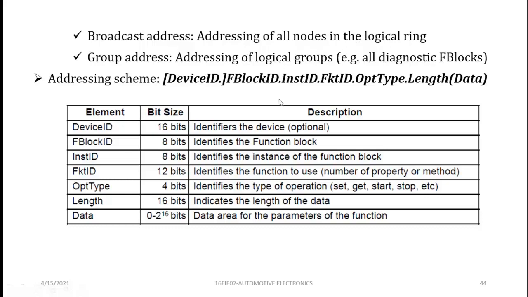So how are the IDs going to be given? Based on the device ID, function block ID, instance of the function block, then function to use, then operation, then length and the data. Here the bit size is given along with the description of each and every ID.